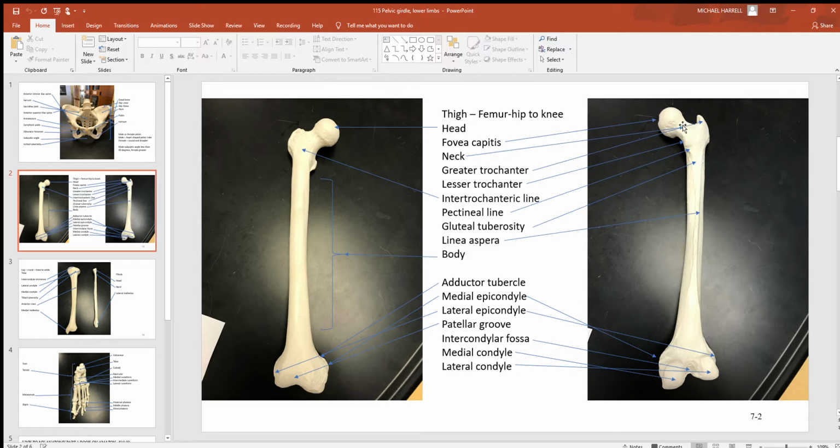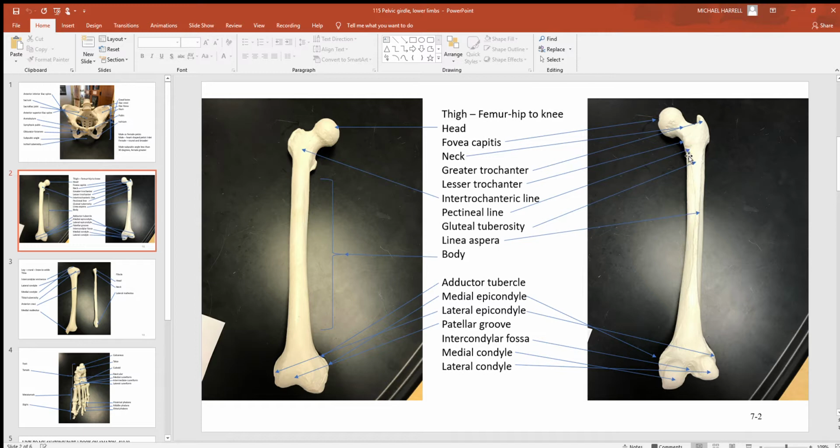Just below that, there's a neck. It's always a constriction below a head, nothing new about that. And there's a couple of large bumps up here at the top. And again, this is what's closest to your hip up here. This is the proximal part of the bone, and this is the distal part down here close to your knee. So again, back up here close to your hip, there's a couple of big bumps. That's the greater and lesser trochanter. There's a little bit of a ridge or a line in between them called the intertrochanteric line.